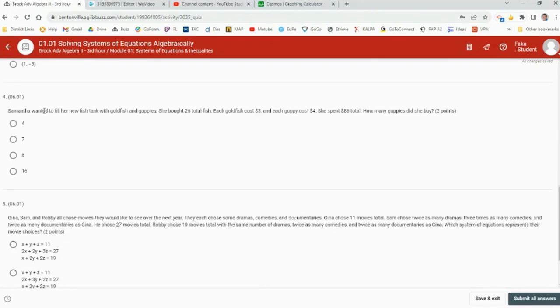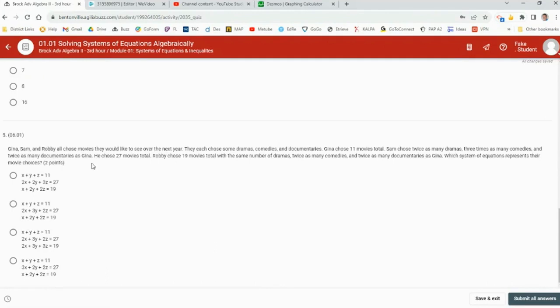This one, they give it to you as a word problem, so you'd have to write the 2 different equations and find the answer. And then here's another one with word problems, and you're supposed to write the 3 equations that fit this word problem.